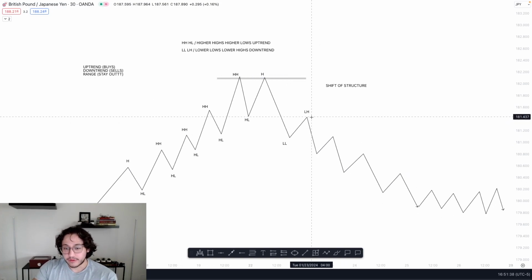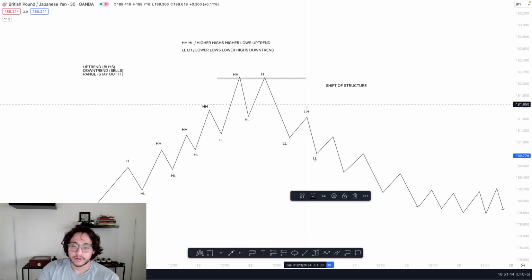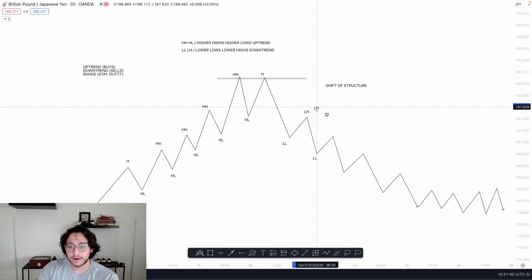Now, obviously this continues the same thing. This one over here is a lower low because this low is lower than the other one, right? So I'm going to finish this and I'm going to show you guys exactly how you are able to look for sells and buys.